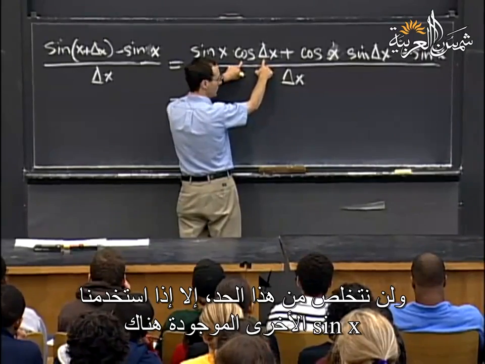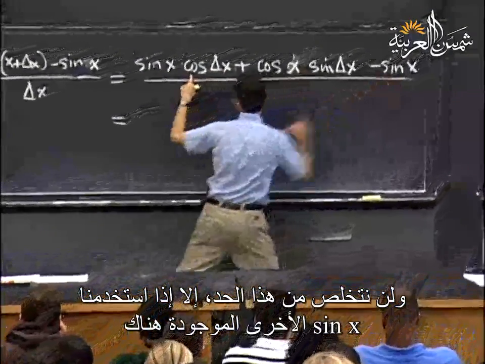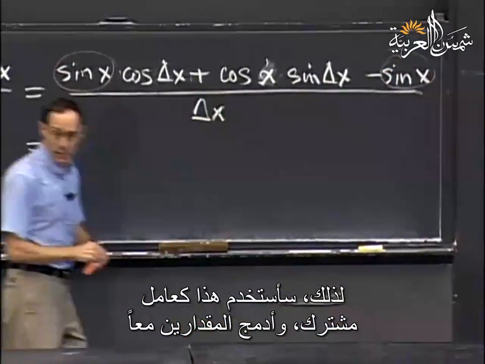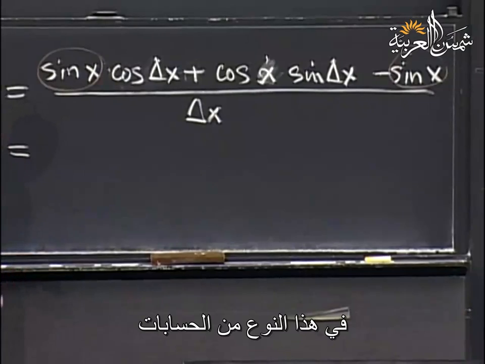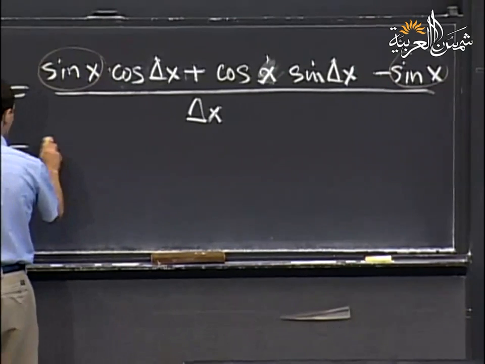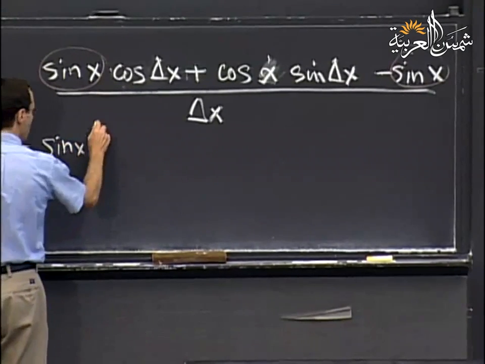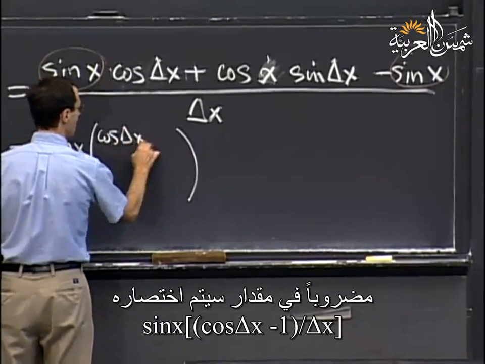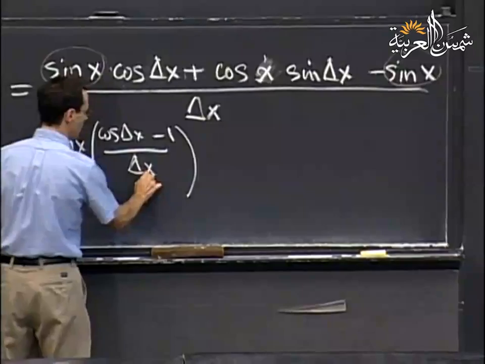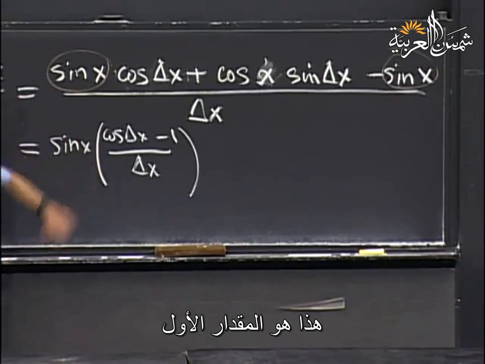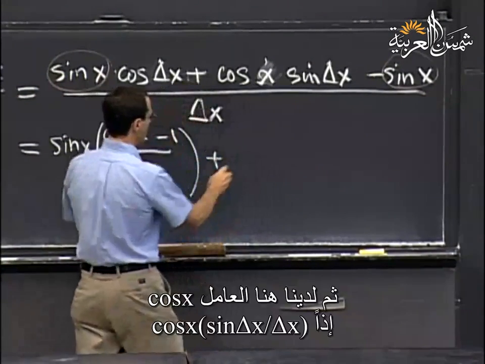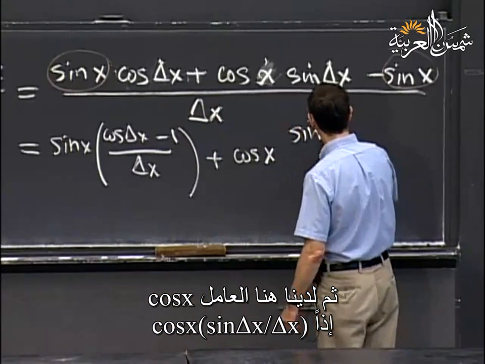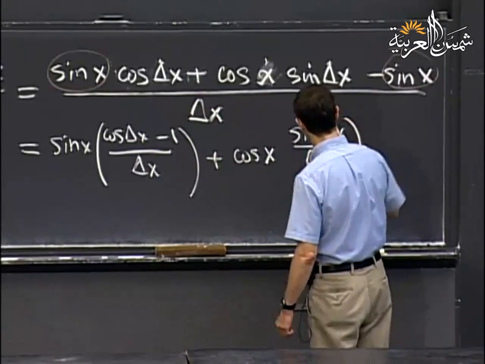So it doesn't cancel unless we throw in this extra sine term here. So I'm going to use this common factor and combine those terms. This is really the only thing that you're going to have to check in this particular calculation. So we have the common factor of sine x, and then that multiplies something that will cancel, which is cosine delta x minus 1 divided by delta x. So that's the first term. And now what's left? Well, there's a cosine x that factors out, and then the other factor is sine delta x over delta x.